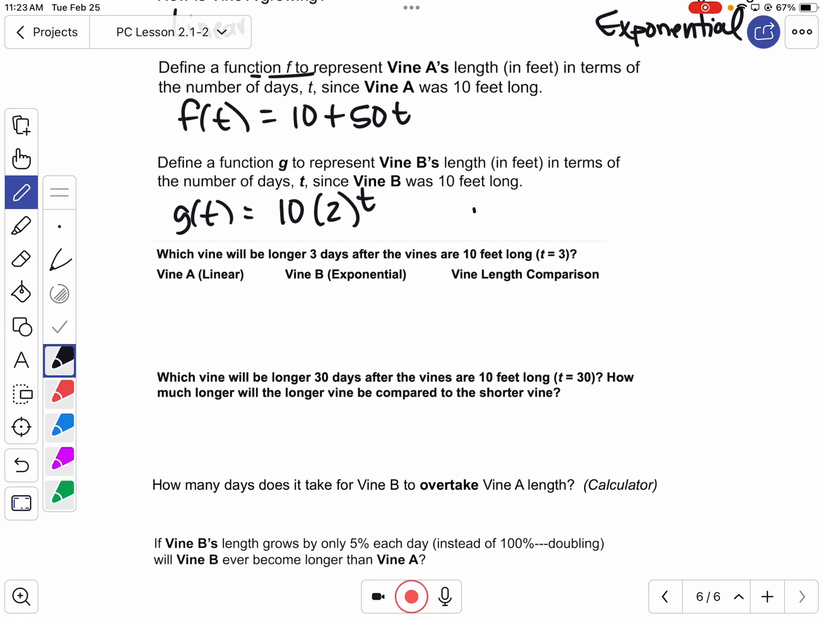Then it gets pretty straightforward. Which vine will be longer 3 days after the vines are 10 feet long? In other words, when t equals 3. How are we going to get those? Plug them in for t. Plug in 3.